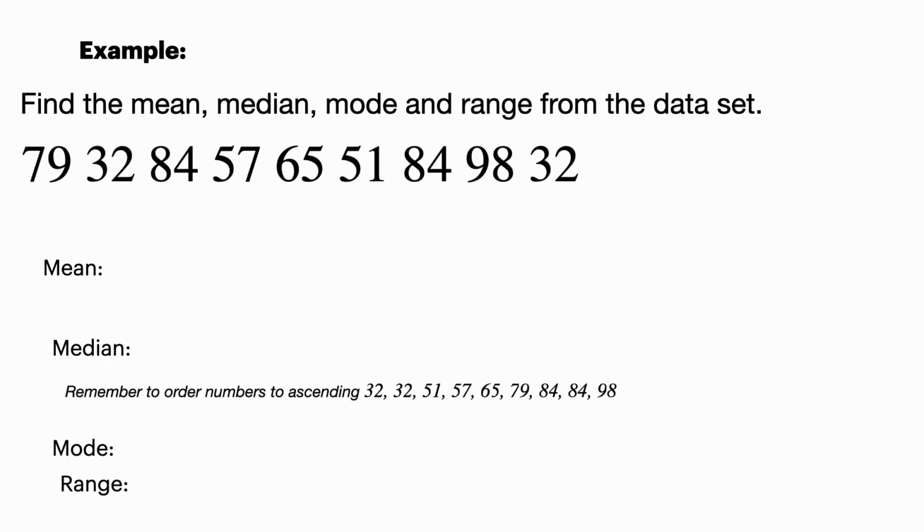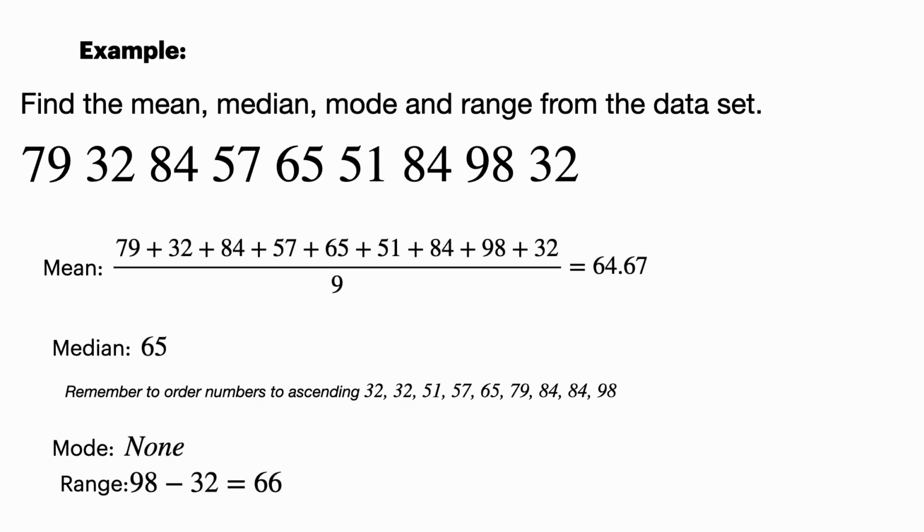Another example here: 79, 32, 84, 57, 65, 51, 84, 98, and 32. Let's find the mean, median, mode here. For the mean, we add them all up and we divide by the 9 numbers we have. We have 64.67. The median is just the middle number. We need to put them in ascending order and then find the middle. So we find the middle to be 65. The mode, there isn't a number here that occurs the most, so there isn't a mode. And then the range is the highest minus the lowest. Here we find a range of 66.